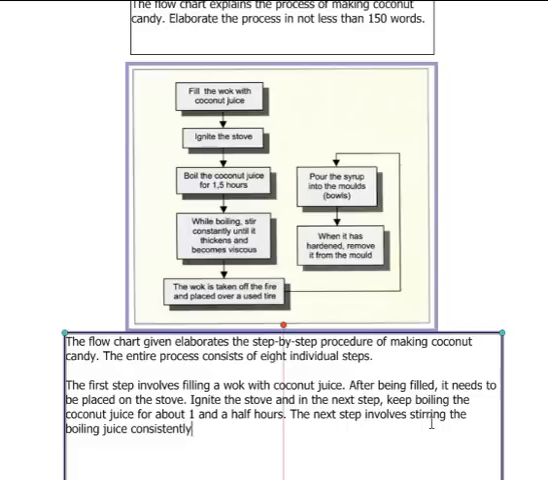Consistently means continuously or constantly. Why is this done? This is done so that the juice thickens and becomes viscous. Okay, and spellings of viscous should be correct.